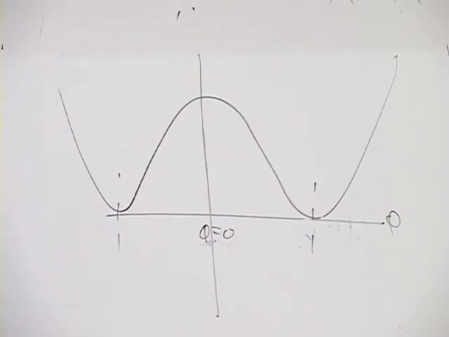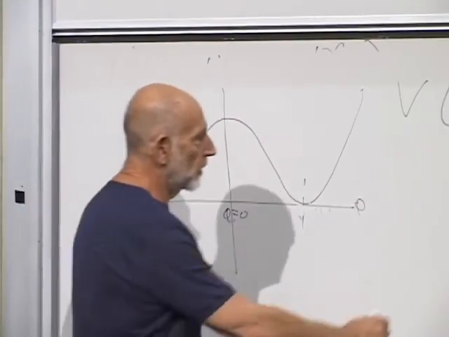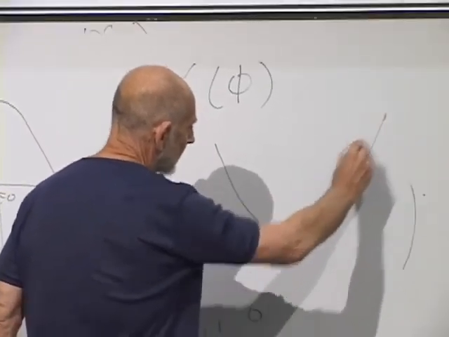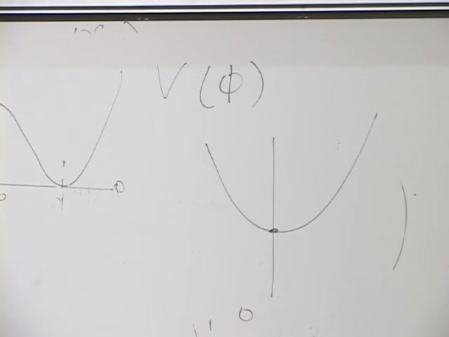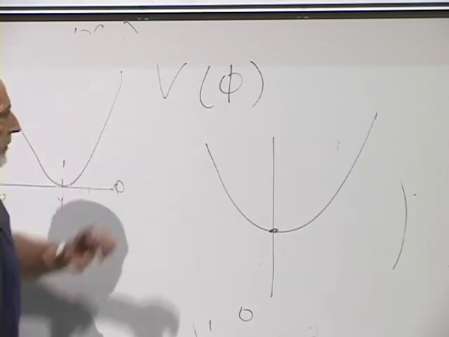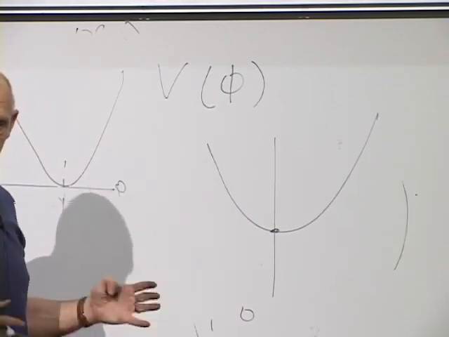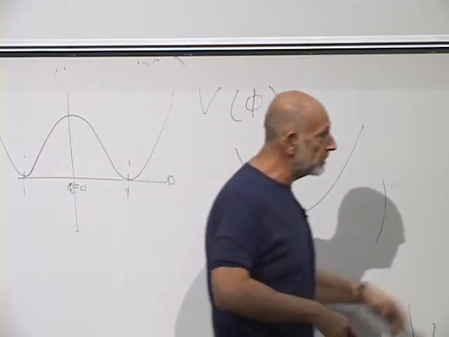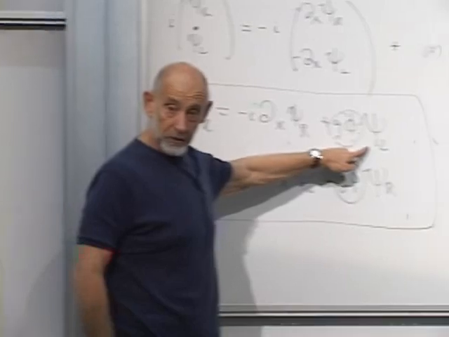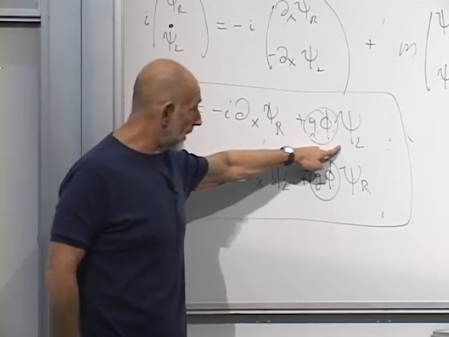Okay, so if the potential looked like that, you would say the minimum was at the origin. If that were the case, the vacuum value of phi, the state of lowest energy, the state of lowest potential energy, would have phi equal to 0, and the electron would have no mass. Okay?